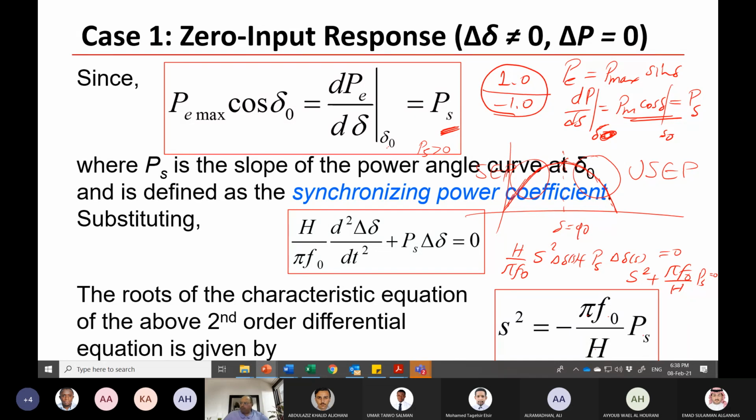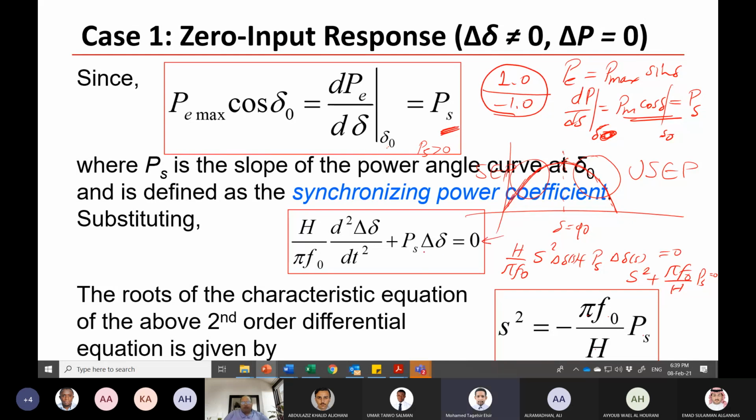Is it clear? So these are the roots for the characteristic equation. Muhammad, sir, if you have a question, please. Can you repeat the last part? You are up to here. Is it clear? The swing equation?